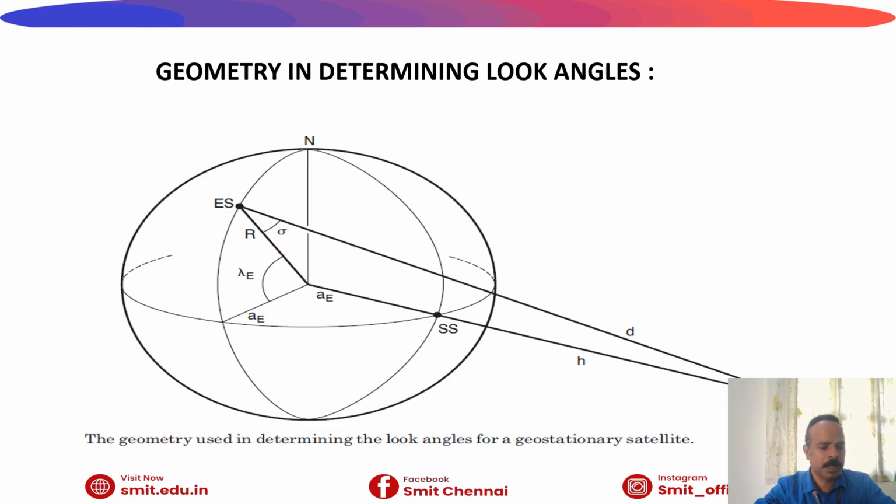We use the Earth's average radius, which is a standard value of 6,371 kilometers. This value is used for geostationary satellites. This geometric relationship helps to calculate the look angles accurately.